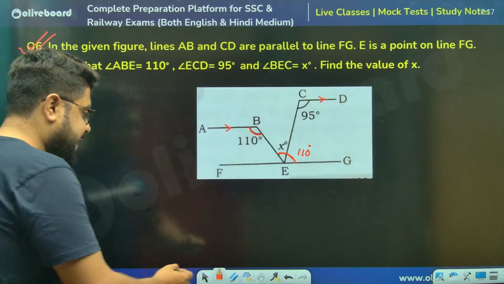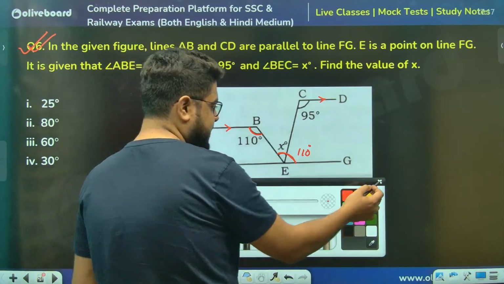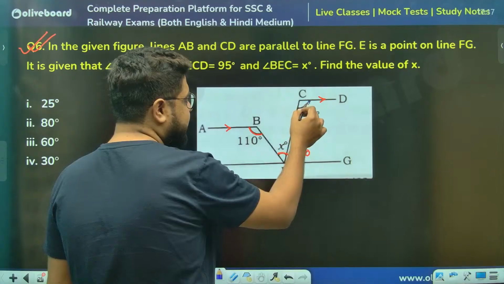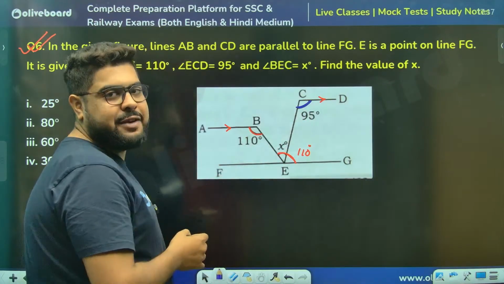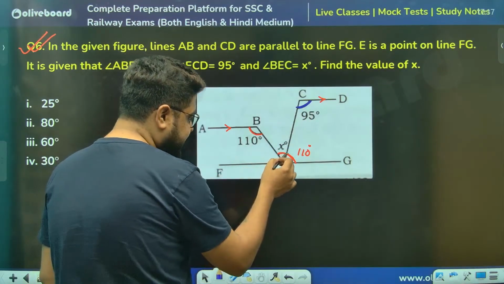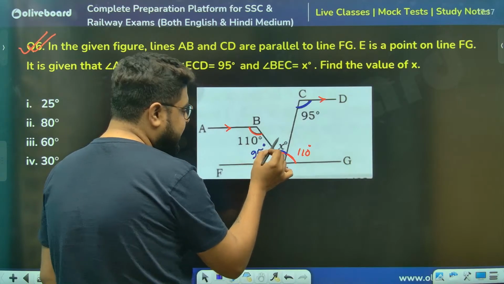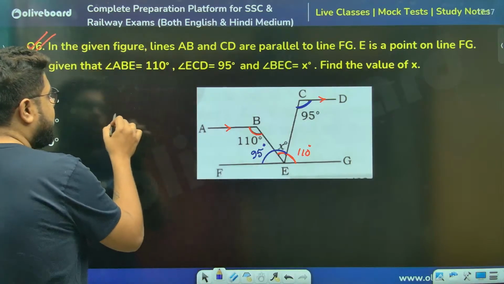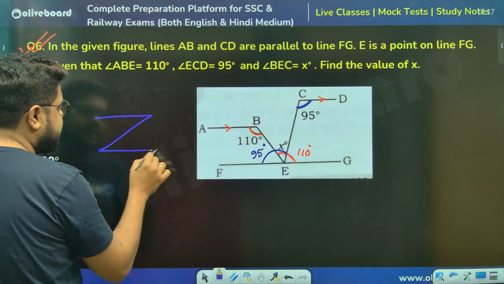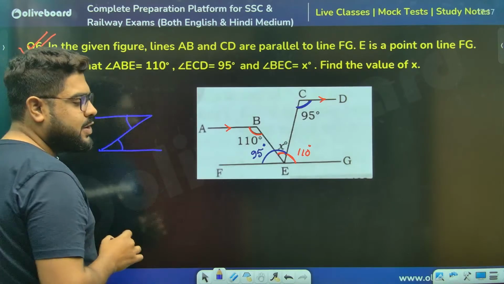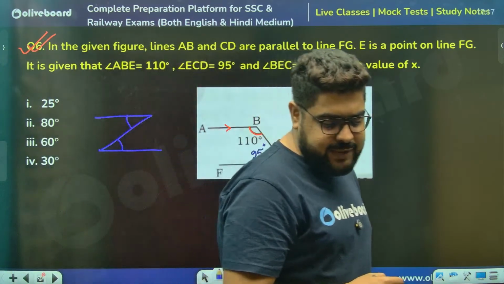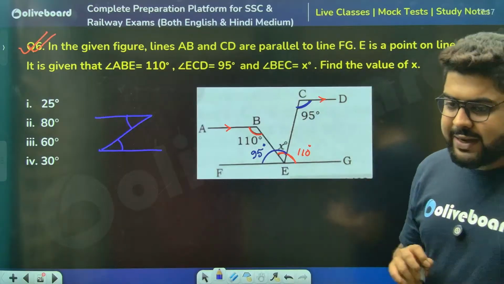Now, let's do one more. If this thing is 95, then this angle must be 95 degrees. Correct, sir? Because they are called alternate angles. We understood this concept yesterday. These two angles are always equal. Z, I told you guys.